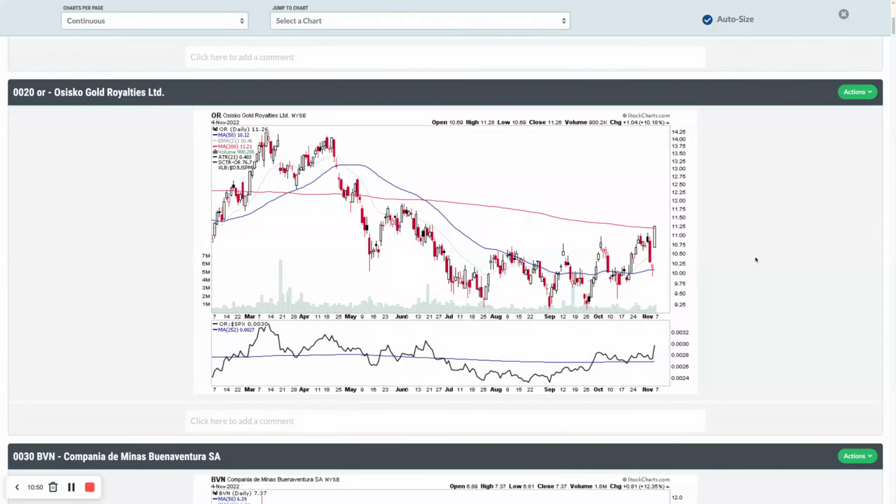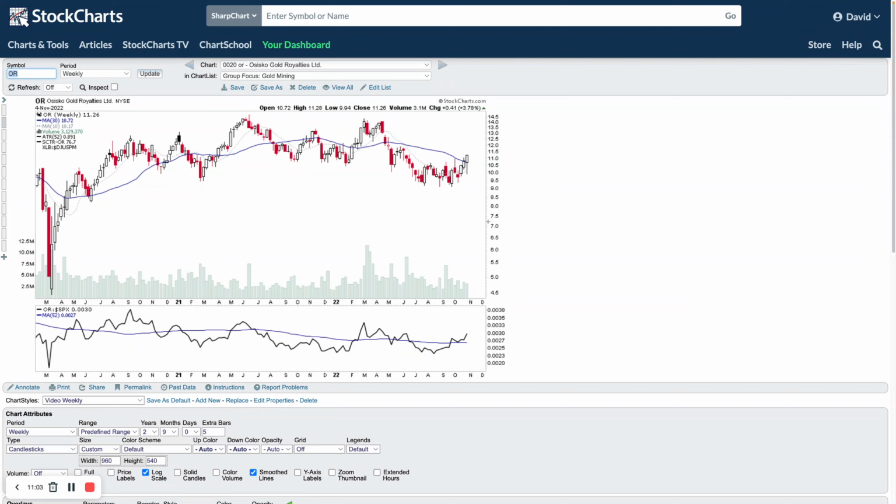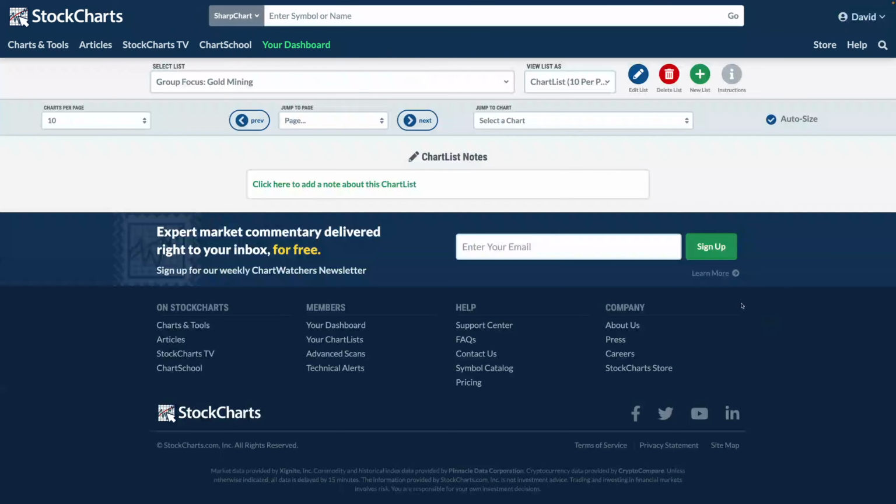So if we look at OR, also breaking out of this lower base structure, starting to move above this 200-day moving average here. So again, look at the weekly chart on this. Whenever you do stage analysis, always look at the weekly chart in order to get the major stage. We've got this base structure breakout. The 30-week moving average is still declining. So at the moment, still be considered stage 1, but obviously could potentially start to move up into stage 2.